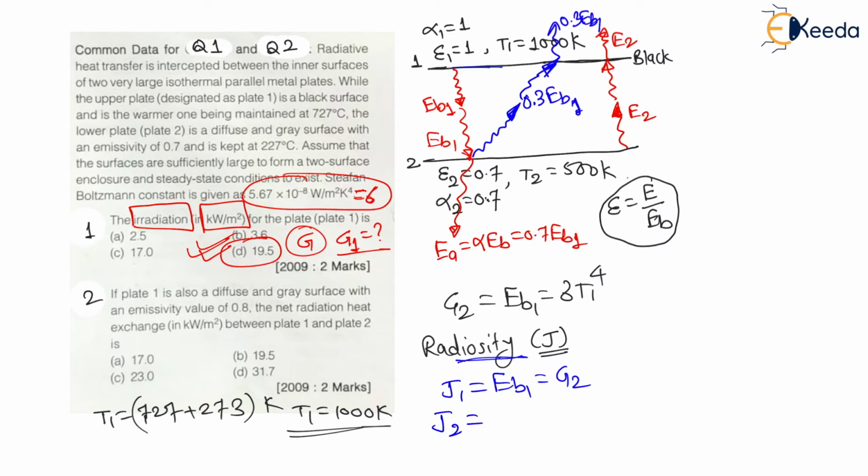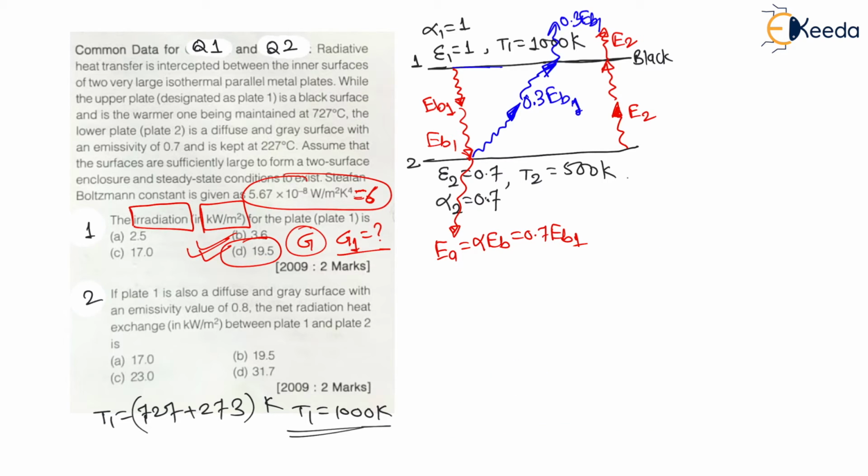Again, what is the radiosity of surface 2? The total radiation energy leaving the surface 2 is E2 plus 0.3 EB1, which is nothing but irradiation of surface 1, G1, right? But here the question is to find G1, therefore the answer is 19.5 kilowatt per meter square. Let's understand the second question.